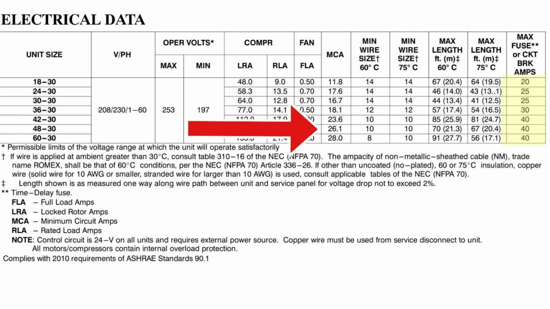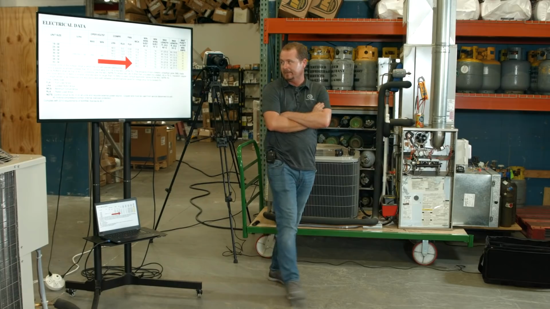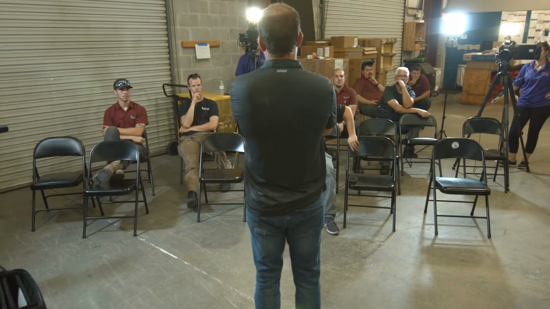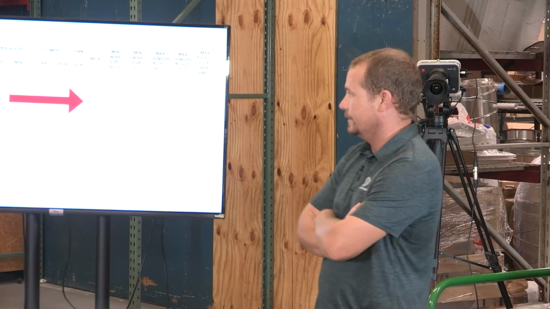Maximum length at 60 degrees, maximum length at 75 degrees. I don't know why. That's kind of confusing there. I think they've got a little mistake there. But regardless, why are they giving you that maximum length? Are they giving you that because of the NEC? No, they're giving you that maximum length because of their desire to keep voltage drop low to the appliance.